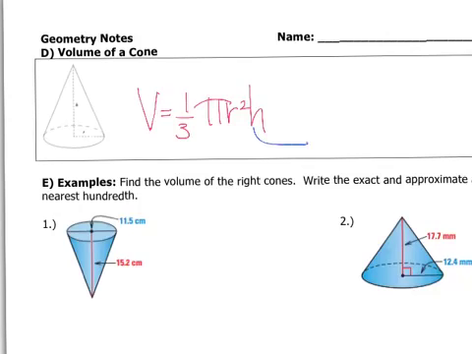I want to point out to you that this height is the altitude height, not the slant height. So this is the height that goes straight down. You can kind of see in the picture, this is the height that goes straight down from the vertex to the center of the base. This does not use slant height like surface area does. It uses the actual altitude height, okay?